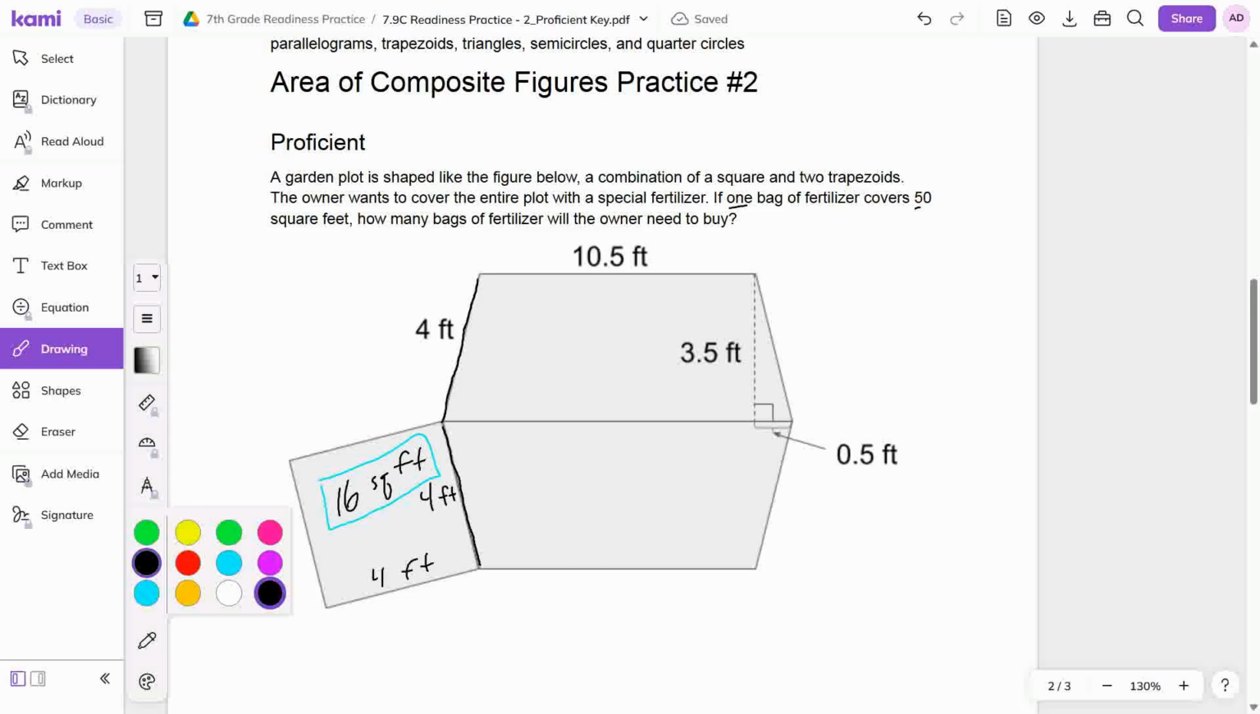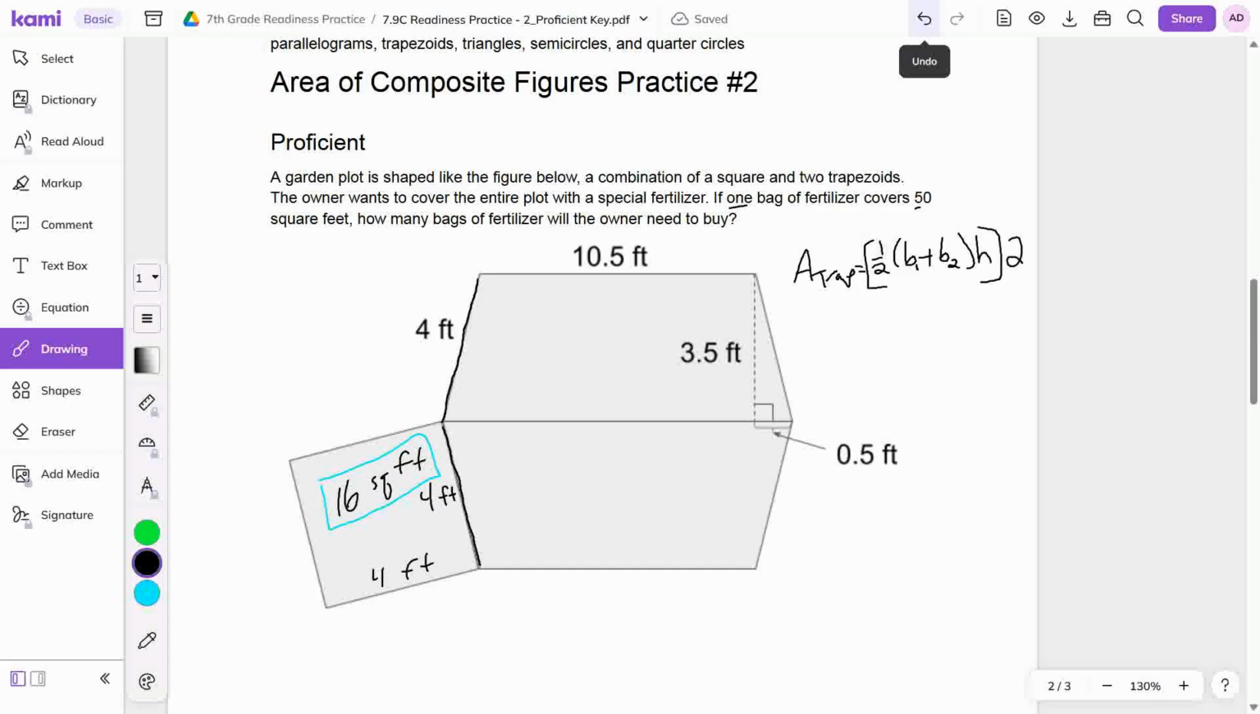Now, my area for my trapezoid equals 1/2, and then I've got to take the sum of my two bases, multiply that by the height. Now, I've got two trapezoids, so I'm going to double that. Let's put brackets so it's a little more visible. I'm going to double that because there's two of them, right? Well, if I double a half, guess what happens? They just cancel each other out. It becomes 1. So the area of my trapezoids is going to be base 1 plus base 2 times height.